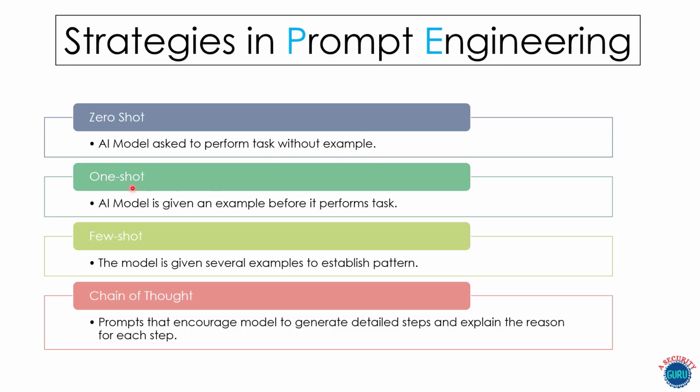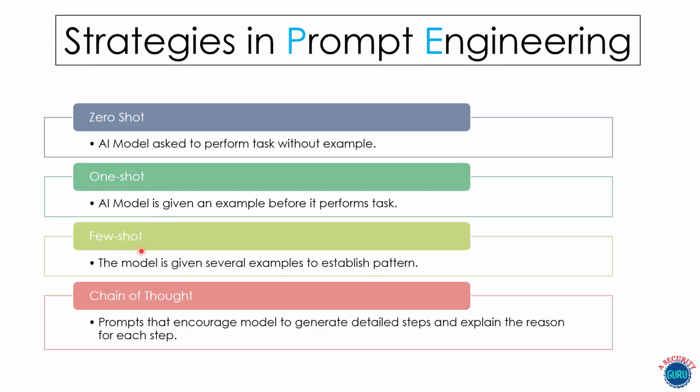Then we have one-shot strategy in prompt engineering, where we provide an example to the AI model before it performs a task. For example, if we already have a template to generate test strategy document, we can provide that template to AI system, and then we can ask that AI system to generate a test strategy document for a certain web application that is currently being tested by us as a QA engineer. In this case, a sample test strategy template will be given to the AI system, and then it will generate a custom test strategy document for us. This will be an example of one-shot strategy in prompt engineering.